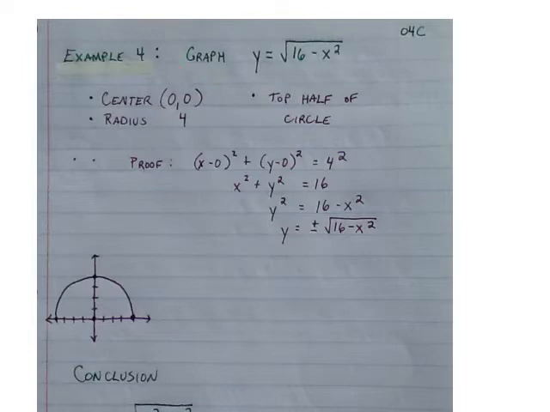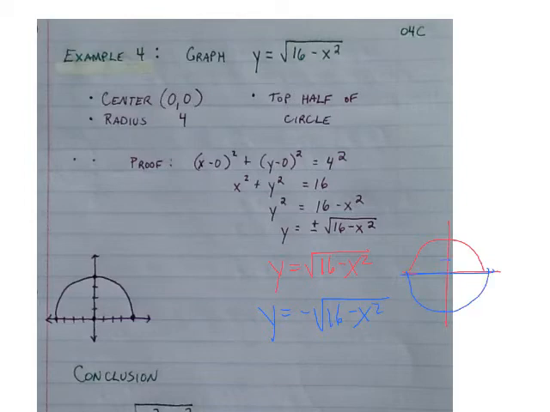So if it's centered at 0, 0, we plug in 0 for h, 0 for k, and if it's got a radius of 4, we plug in 4. x squared plus y squared equals 16. If we solve this equation for y, we would wind up having y is the square root of 16 minus x squared, or more specifically plus or minus, which means the plus version, which is what we're graphing, is the top half of a circle, and then the minus version, minus the square root of 16 minus x squared, is the bottom half of a circle.